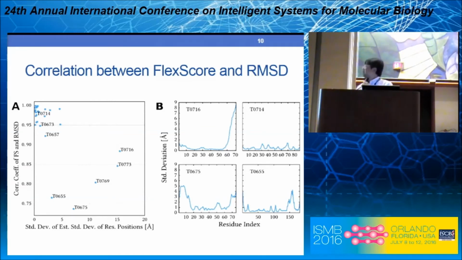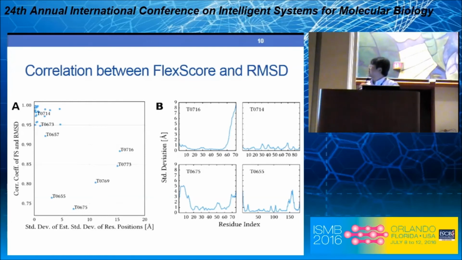It's very natural here. For example, in this case, 714. This is the residue position of protein target 714. The y-axis is showing the standard deviation in the molecular dynamics simulation. They are fairly stable. Even if I use FlexScore, if the protein is not flexible, the protein doesn't move much. So naturally, it has a very high correlation with RMSD.